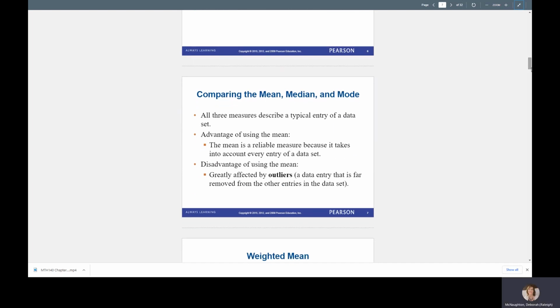All 3 of these are described as a typical entry of a data set. The advantage of using the mean is that it takes into account every single value of a data set. The disadvantage of the mean is that it's affected by outliers. So if there's a data value that's way off from the rest, it's going to be pulled by that.